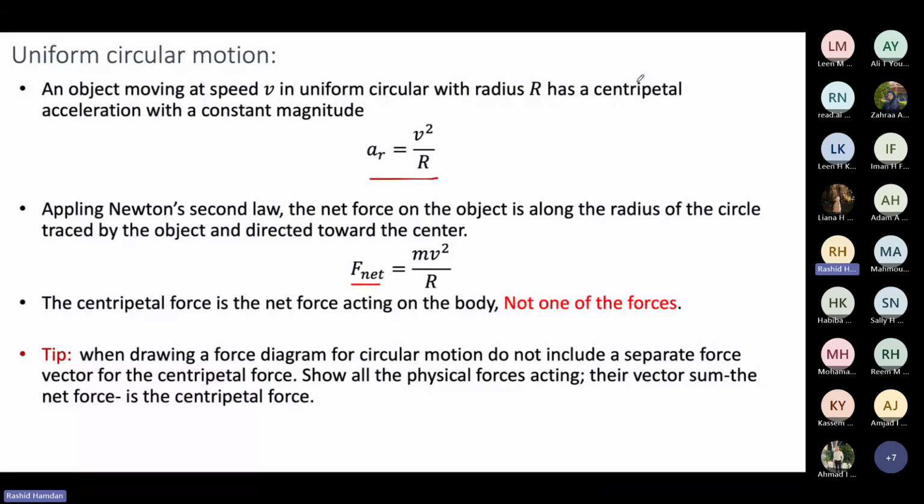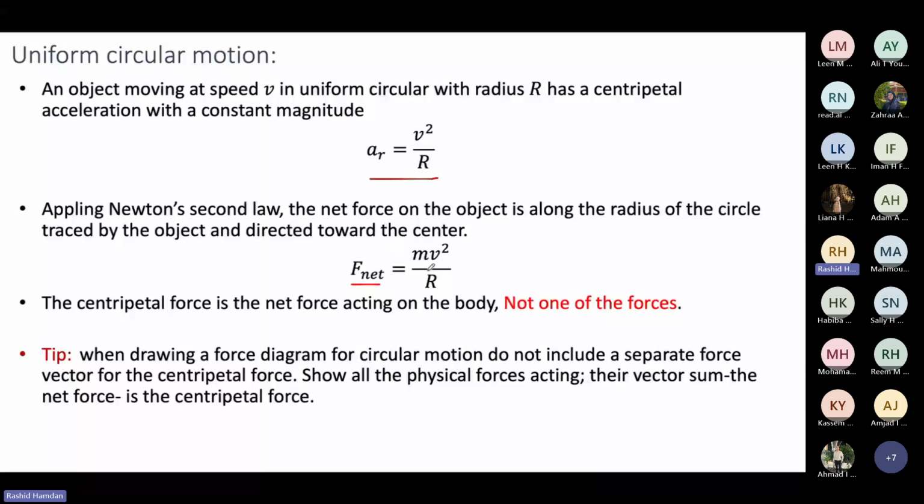a_R equal to v squared over r. Now, if we have an acceleration, we require a force. So the net force on the object has also to be toward the center of the circle, and it should have a magnitude of mv squared over r.